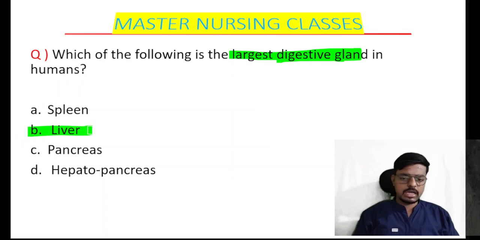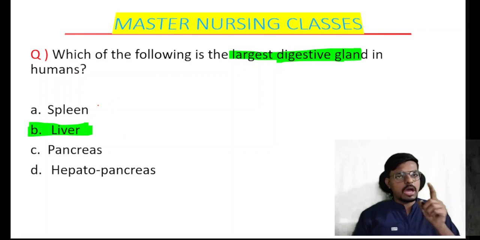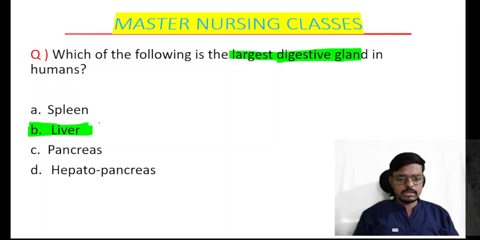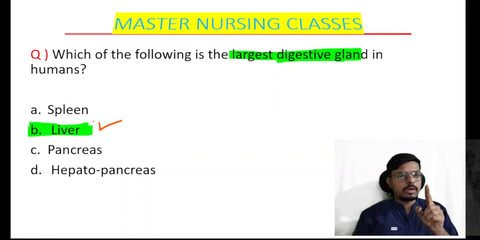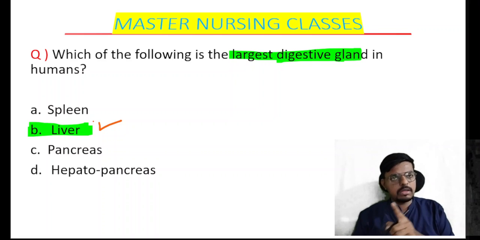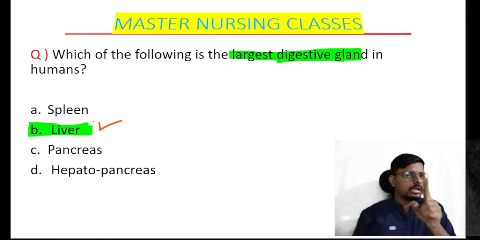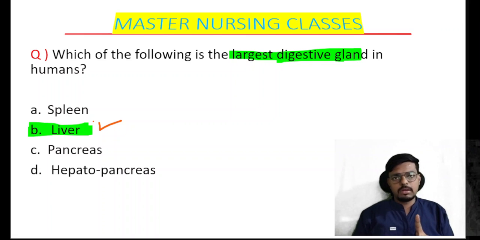Yes, the largest gland in our body is the liver, students. If the question asks what is the largest organ in the body, then also the answer would be liver. If the question asks what is the largest organ of the body, meaning the skin, students. Skin is the largest organ of the body, and liver is the largest internal organ of the body. If the question asks for the largest digestive gland of the body, that is the liver.